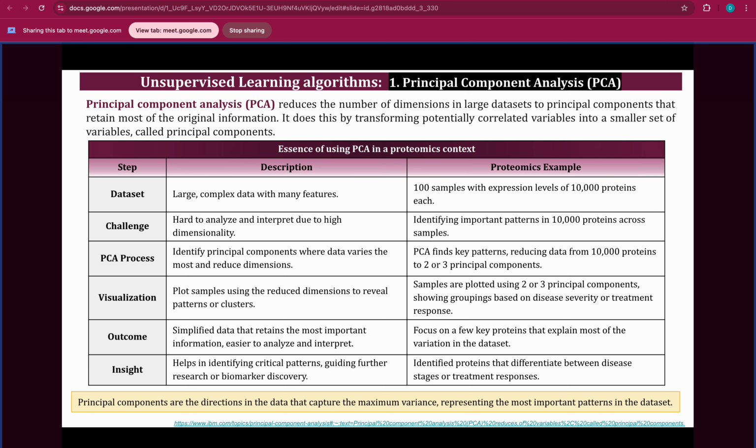In such cases, in the end we will have only the proteins which are most varying, so that the analysis will be interpretable and simplified.